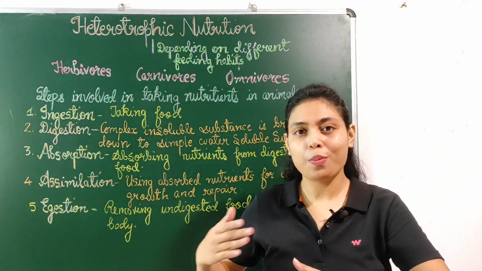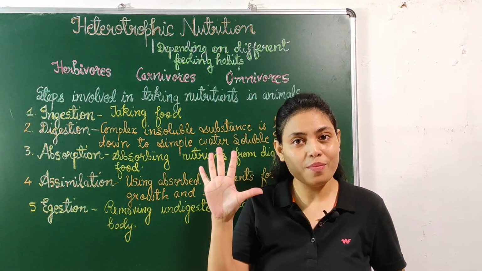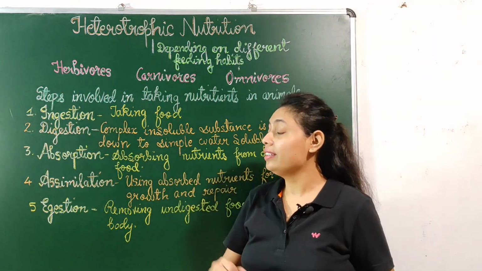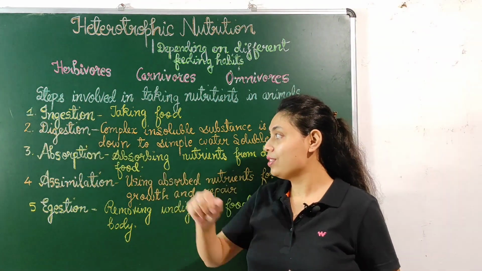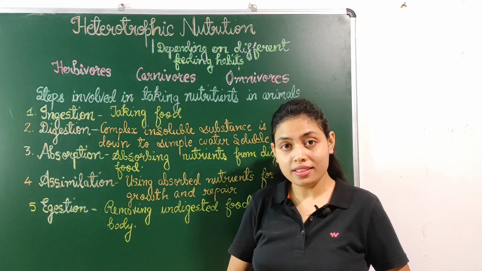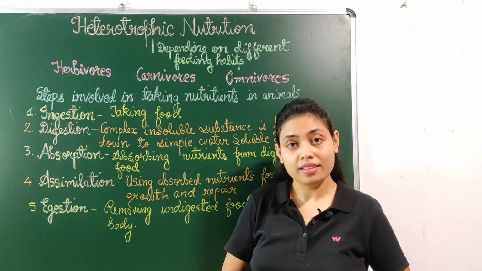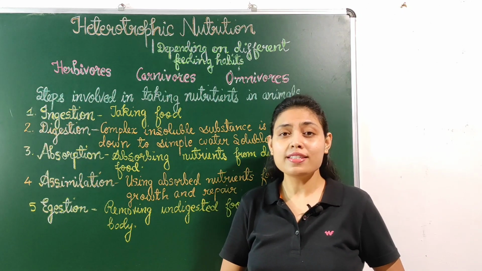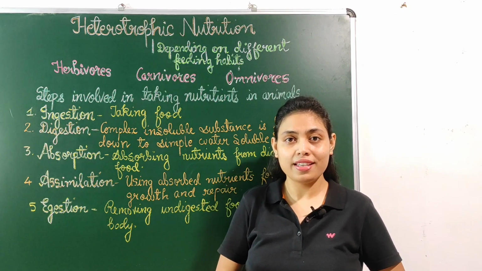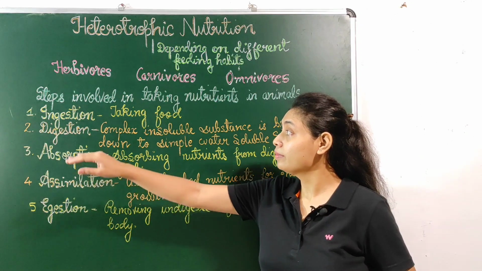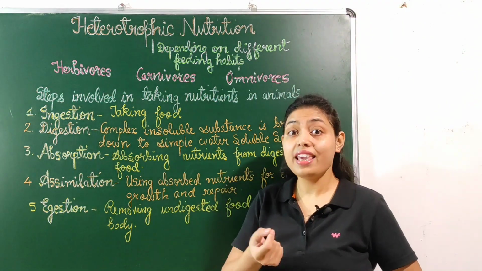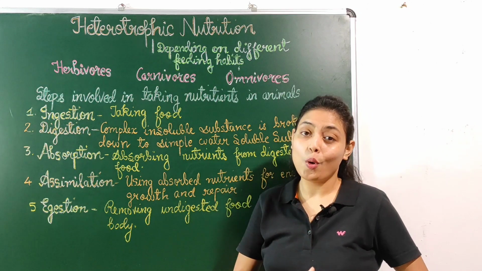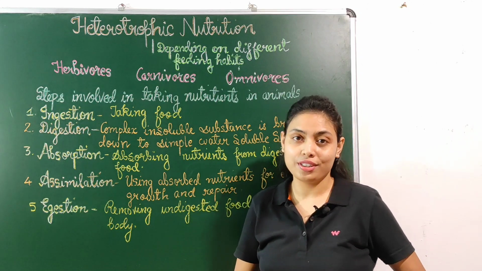Now let us move to the process. There are 5 main processes: ingestion, digestion, absorption, assimilation, and the last one is egestion. Now let us study in brief about these processes. First, ingestion. Ingestion means taking food.